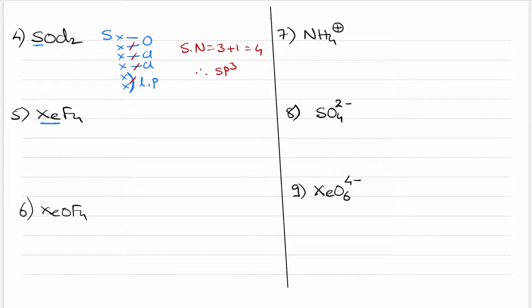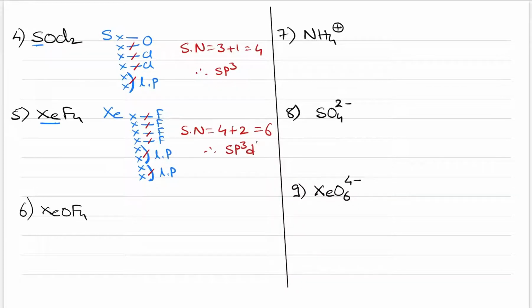The next, XeF4 molecule. Xenon is the central atom. Take xenon; it has 8 valence electrons: 3, 4, 5, 6, 7, 8. Fluorine is monovalent, so put a single bond with each fluorine. And 2 electrons make 1 lone pair, and this is another lone pair. Now, number of sigma bonds: 1, 2, 3, 4, and lone pairs: 1, 2. So the steric number is equal to 4 plus 2, that is 6. So steric number 6 means hybridization is sp3d2.